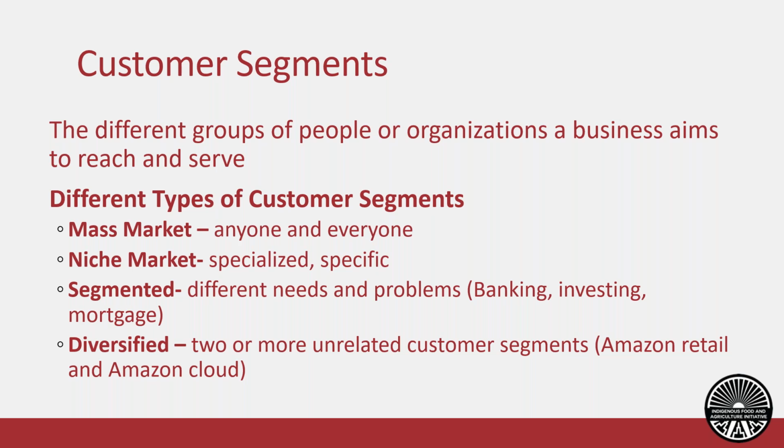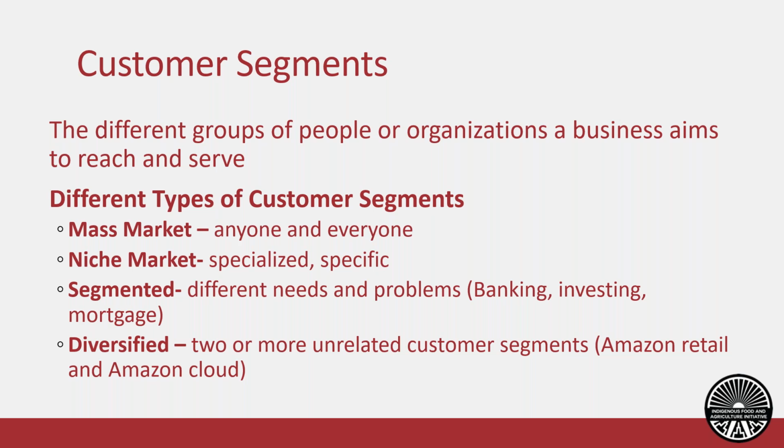There's also diversified. These are two or more unrelated customer segments. So think about Amazon retail, and then there's Amazon cloud, where businesses in particular, large businesses, can store their data and information. That's really different than online retail through Amazon. But again, they still fall under the same business.